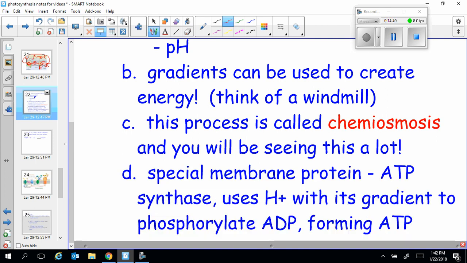Now, there is a special membrane protein. It has a funky look to it. I'll draw it for you. It's called ATP synthase.